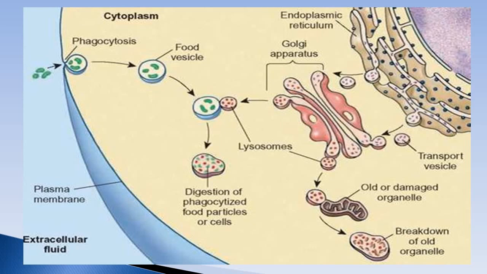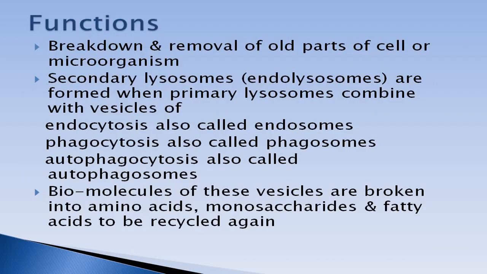They help in the digestion of food which is taken in by phagocytosis, and also destroy the old and damaged parts of the cell. The function of lysosome, as I just told you, as they have hydrolytic enzymes, is to digest food and to destroy the old and damaged parts of the cell. And how is this done?